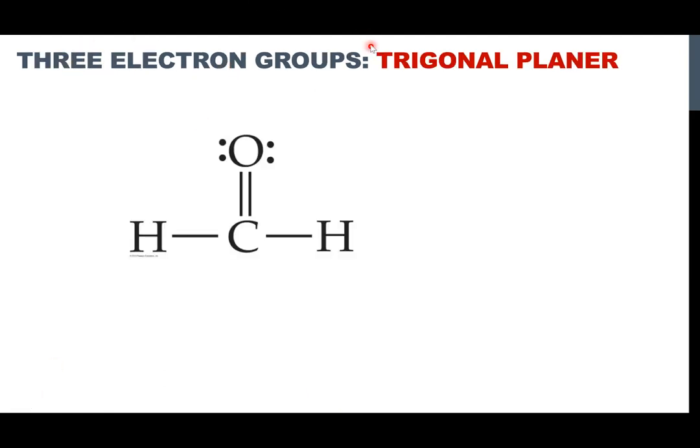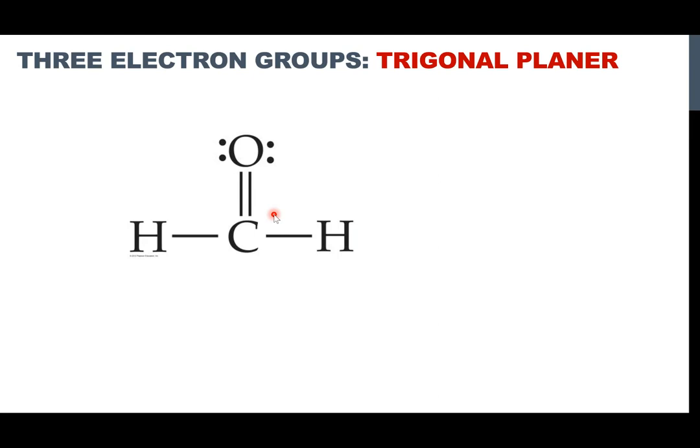3 electron groups. Okay? So here's our formaldehyde molecule. Carbon is our central atom. We've got 3 things attached to our carbon here. Single bond, multiple bond, single bond. Remember, we count this multiple bond as 1 thing. So 3 things attached. The way that this is drawn in 2 dimensions is a little bit deceptive.